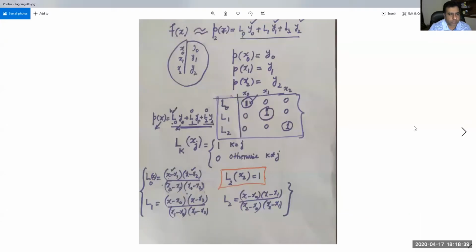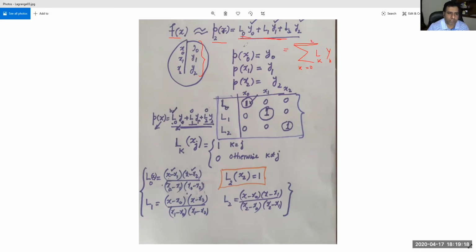So the next slide is again the repetition of what I have told you, but quickly we can see this. Any unknown function can be approximated through a second degree polynomial if you are given 3 data points by this formula, which is actually sigma of Lk yk. And for a second degree polynomial, k runs from 0 to 2 because we have only 3 points here.